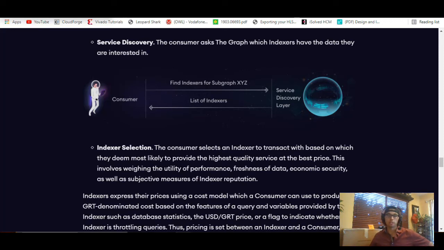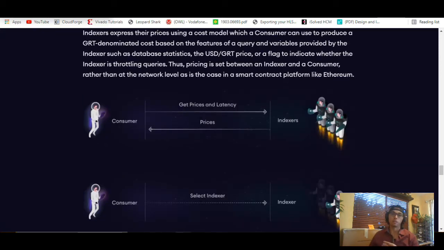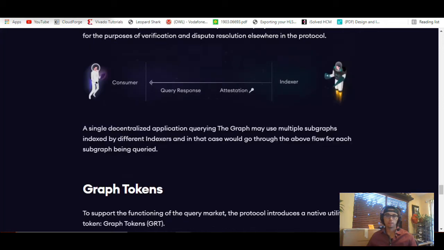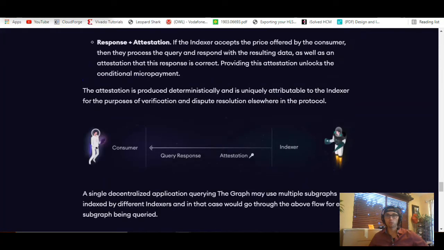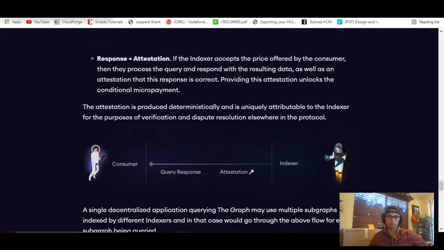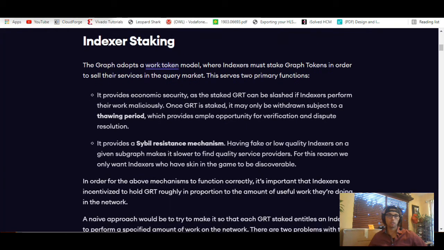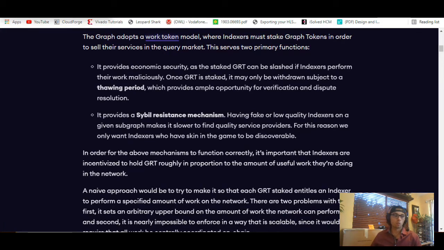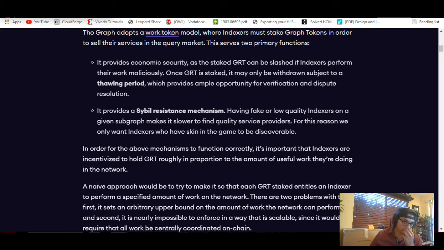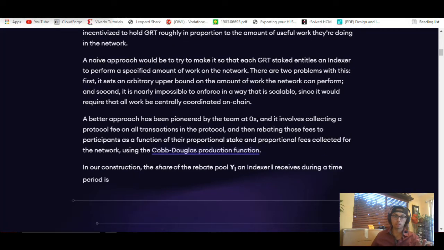The consumer finds indexers for subgraph XYZ, and the service discovery layer returns a list of indexers. Then they request prices and latency from the indexer, which get returned. And then the indexer will return a query response with the attestation that the query is correct. All right, let's skim through part 2, and then I wanted to go back to a list of indexers, things like that the Graph Explorer provides. Indexer staking. One of the bad things when I was reading through this is the indexer staking from this documentation.